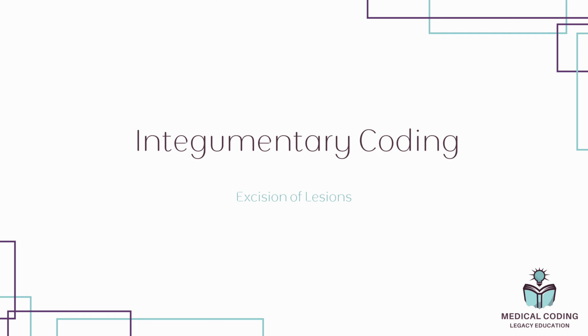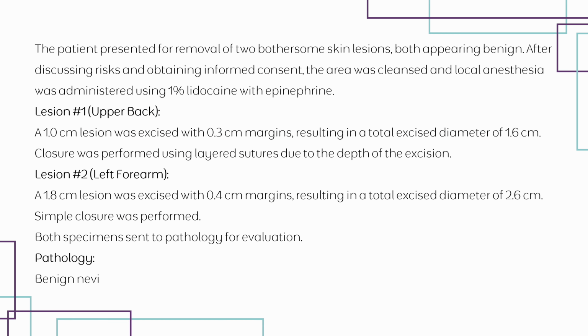Let's get started. For this scenario, the patient presents for removal of two bothersome skin lesions, both appearing benign. After discussing the risks and obtaining informed consent, the area was cleansed and local anesthesia was administered using 1% lidocaine with epinephrine. Lesion number 1, located on the upper back, is a 1 centimeter lesion that is excised with 0.3 centimeter margins, resulting in a total excise diameter of 1.6 centimeters. The closure was performed using layered sutures due to the depth of the excision.